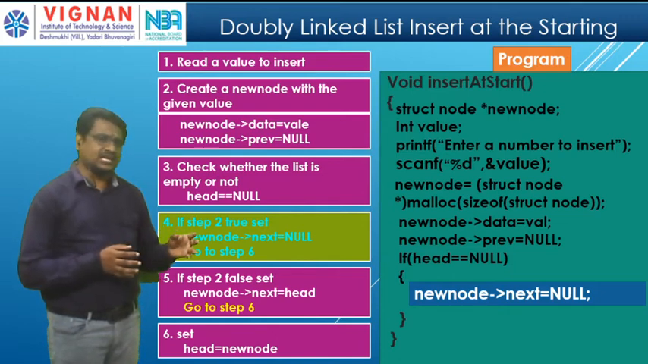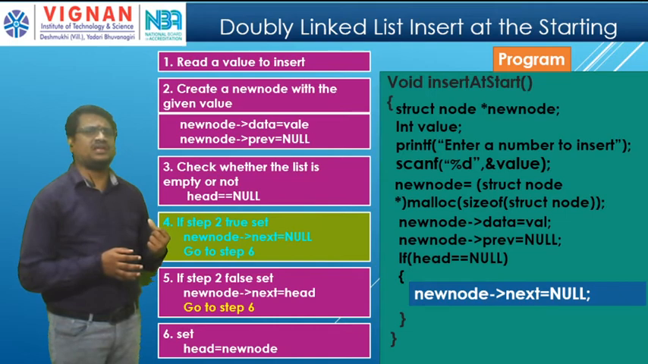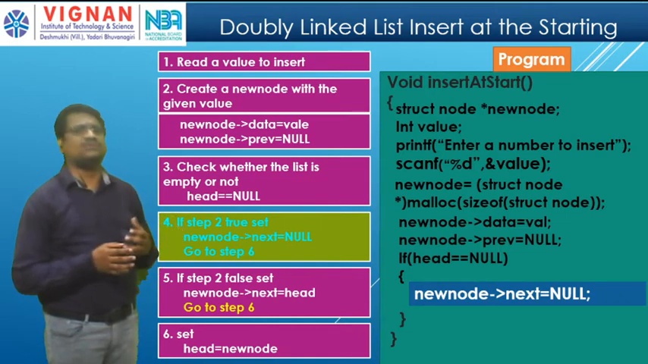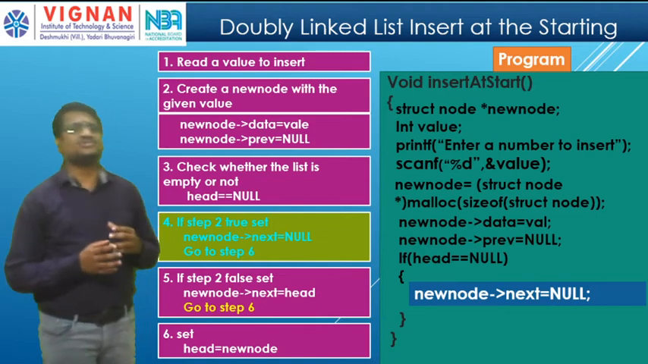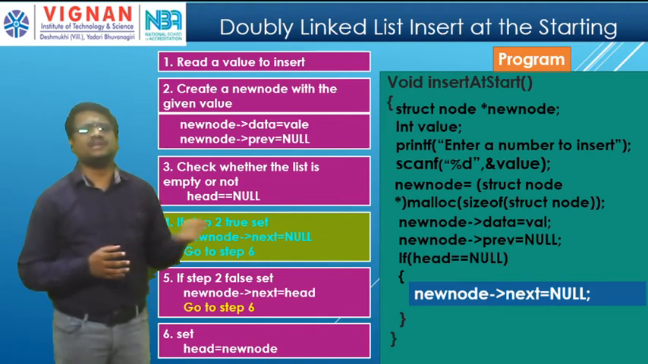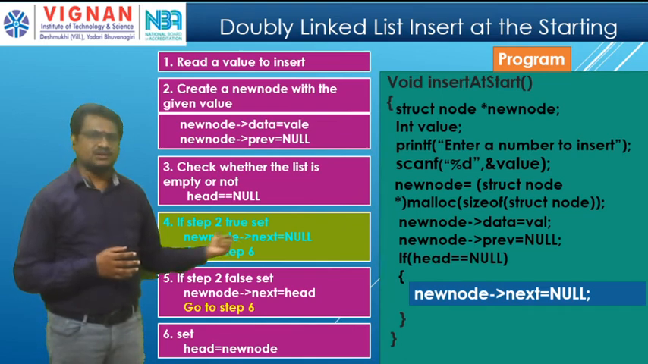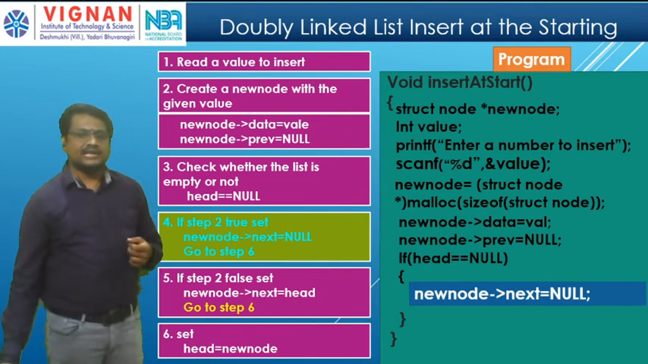If it is empty, whatever the value we are storing, that will be the only element available in the linked list. So there is no next element. Am I right? There is no next element. If there is no next element, please here I will put that new node next element also null. So new node next element will become as null.